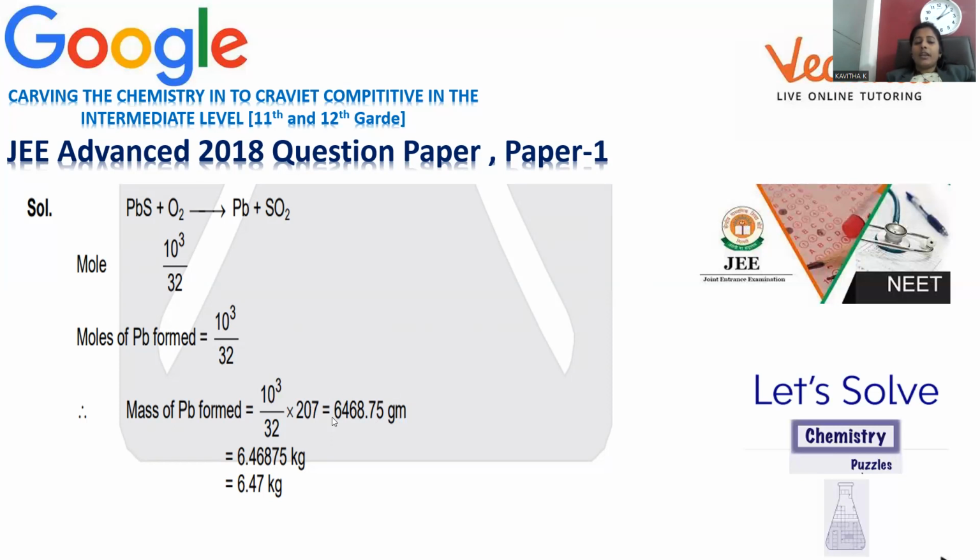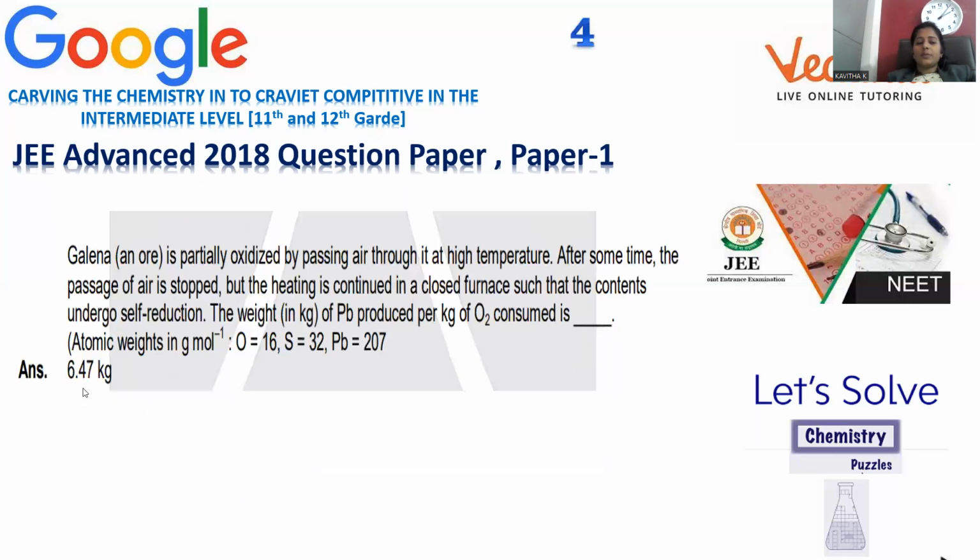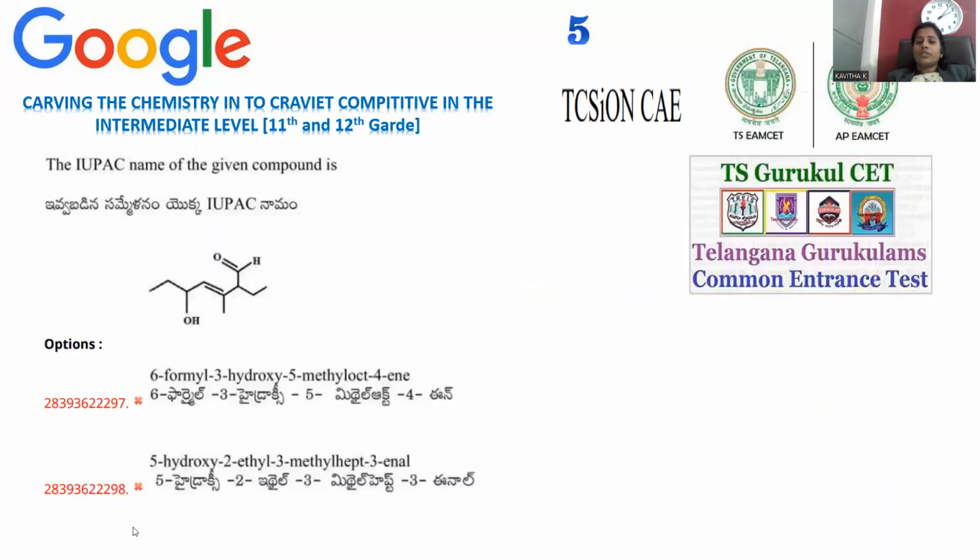But in order to convert the grams into kilograms, what we have to do? This can be divided with 1000. 6,468.75 divided with 1000, so that we will get 6.47 kilograms. 6.47 is the expected answer we got in a systematic manner. Very simple two-step answer we got. First of all, we have to find out the moles. Moles can be converted into a weight. So for question number 4, answer will be 6.47 kilograms. Move on to question number 5.